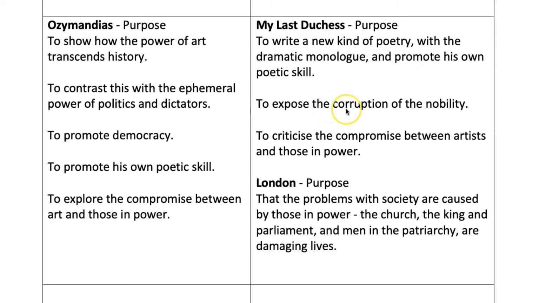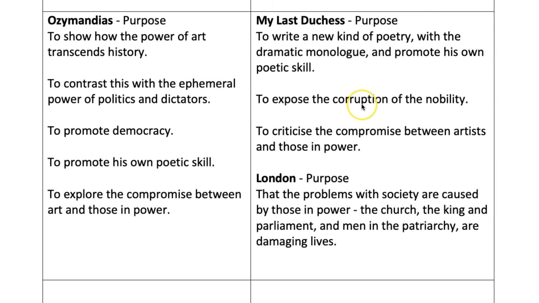He also wants to expose the corruption of the nobility, represented by the Duke. And it's also about the compromise between artists. Artists are named in this poem, they're invented artists, but Browning's point is rich men get great art created, but there's a great compromise in the artists themselves having to produce something that is, if you like, tarnished or corrupt.